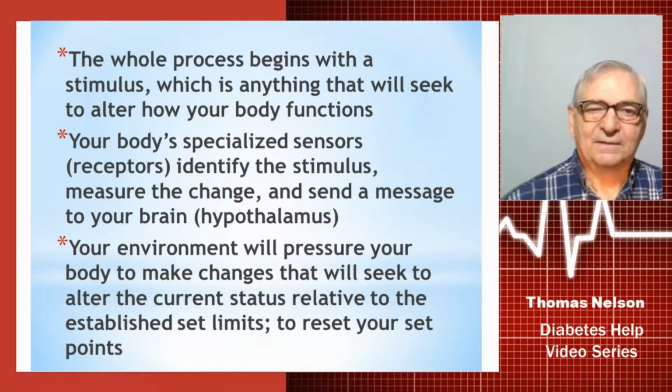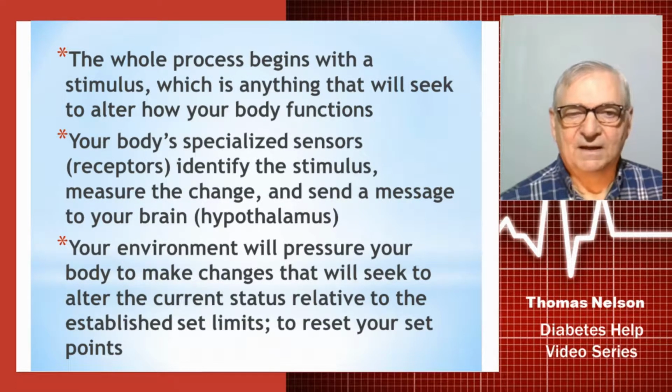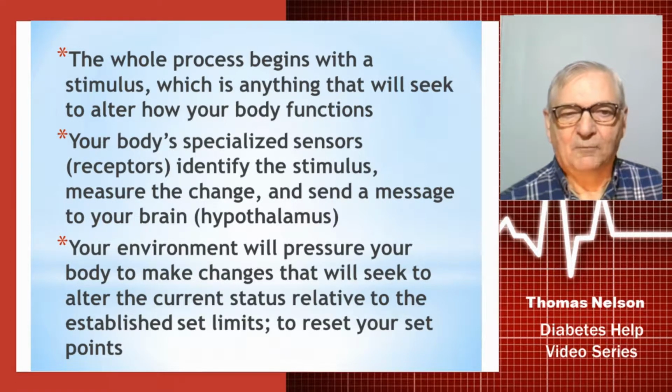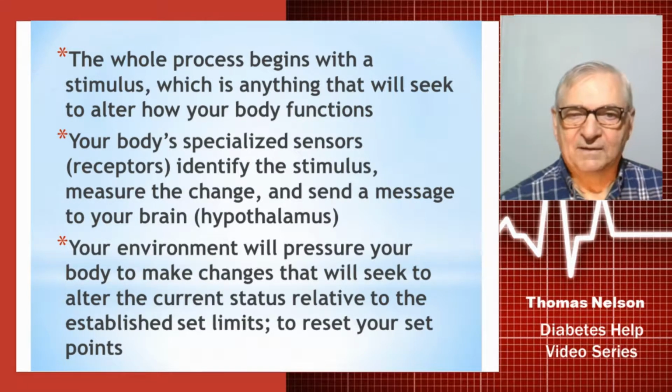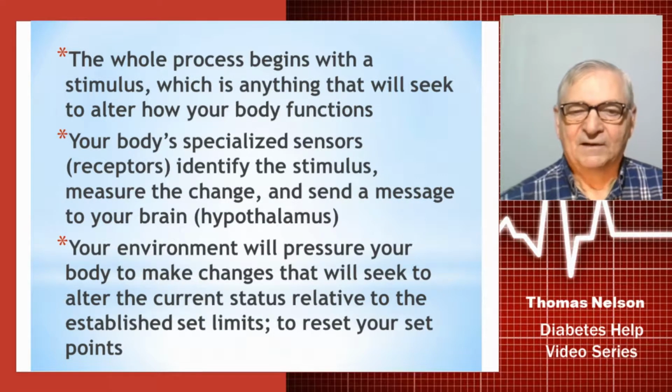So the whole process begins with a stimulus, which is anything that will seek to alter how your body functions. Your body's specialized sensors, the receptors, identify the stimulus, they measure the change, and they send a message to your hypothalamus, that little control room with the imaginary man working inside, to let him know about all the changes that are taking place as quickly as they are taking place. So your environment is going to pressure your body to make changes that will seek to alter your current status relative to those established limits, those set points. And they're going to seek to try to reset your set points.